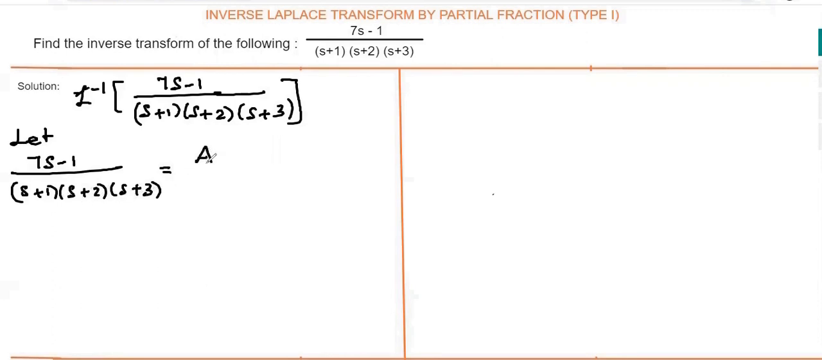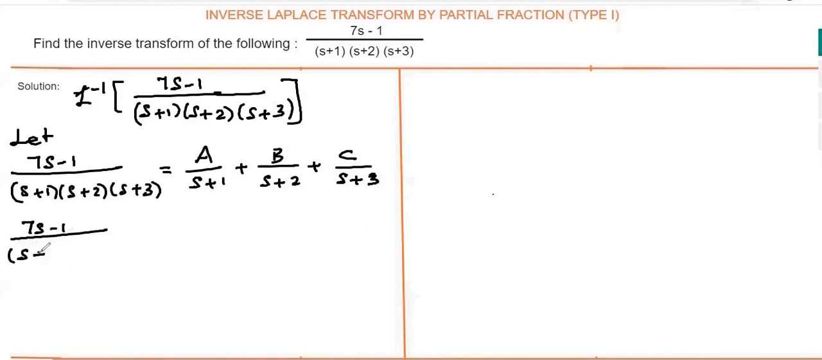So we'll be writing A over one factor plus B over the second one and C over the third one. If another factor is given, we'll have plus D over the fourth factor. If only two factors are given, that is s + 1 and s + 2, then we'll be using only two constants, like A and B.